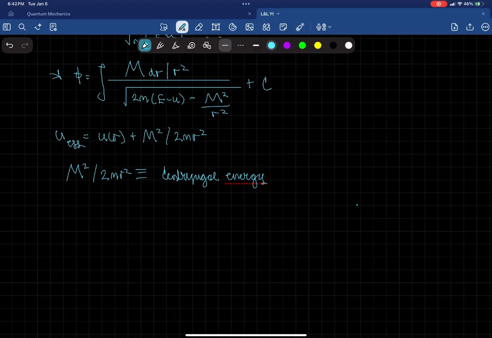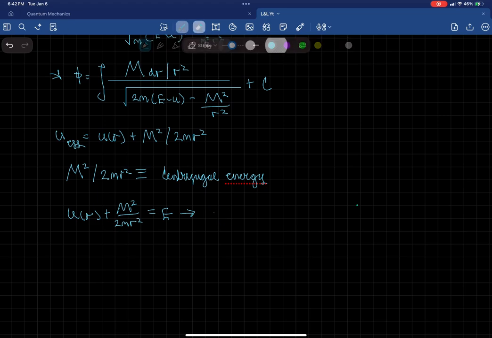The values of r for which the effective potential energy equals the total energy determine the limits of the motion as regards distance from the center. So when U of r plus capital M squared over 2mr squared equals the total energy, this gives us our limits of the motion.